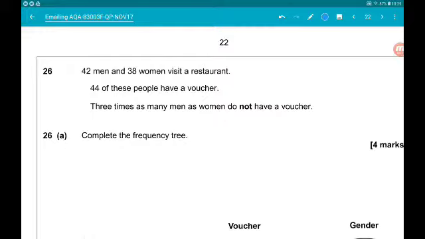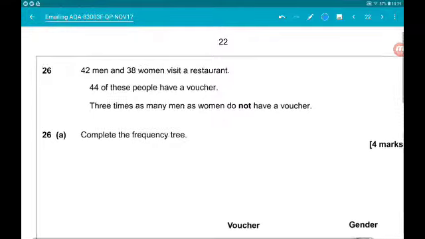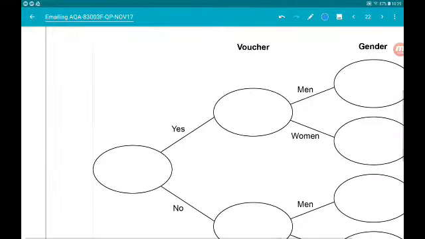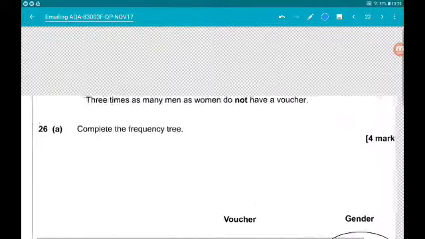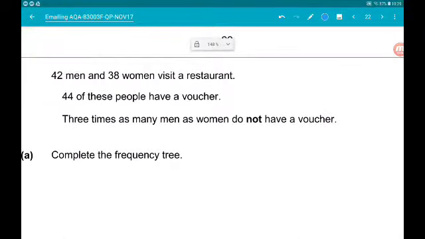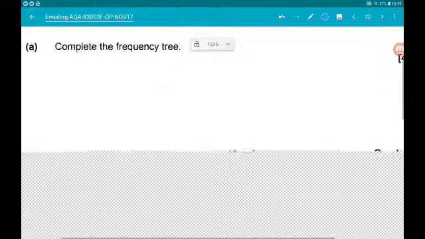44 of these people have a voucher. 3 times as many men as women do not have a voucher. Complete the frequency tree for marks. Okay, so it's completely blank. So, what do we know? We know 42 men and 38 women.